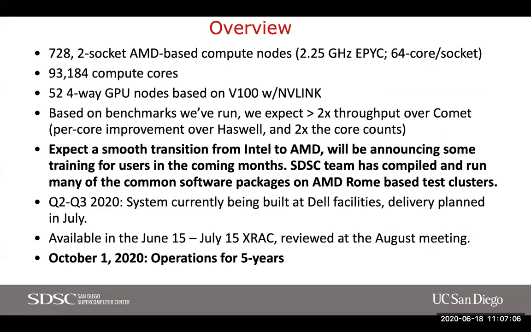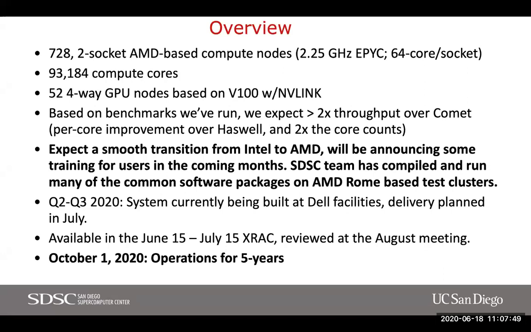So let me go to the next slide. A quick overview of the system itself. As I mentioned, 728 regular compute nodes based on the AMD EPYC ROM processor, 64 cores per socket. So it works out to 93,184 compute cores. So that nearly doubles what we have on Comet in terms of just the core count itself. And then we're going to have 52 four-way GPU nodes based on V100 GPUs with NVLink connectivity for the four GPUs on the node.